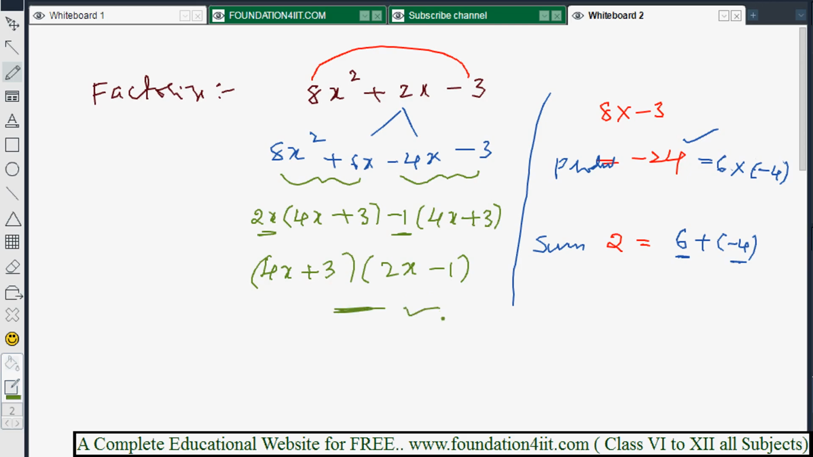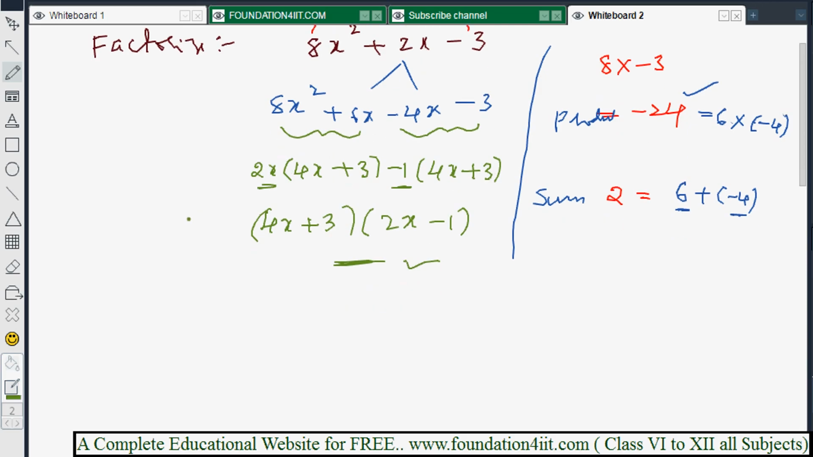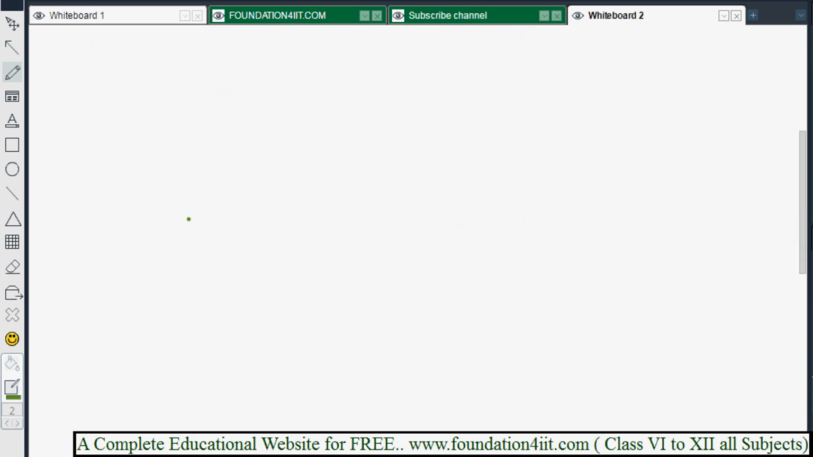So this way we can solve easily, by splitting the middle term. Okay, one more question I'll explain to make it simple and easy. Let's take one question: factorize 14x square minus 23x plus 8. Even if the numbers are big, it is the same type. So what should you do?